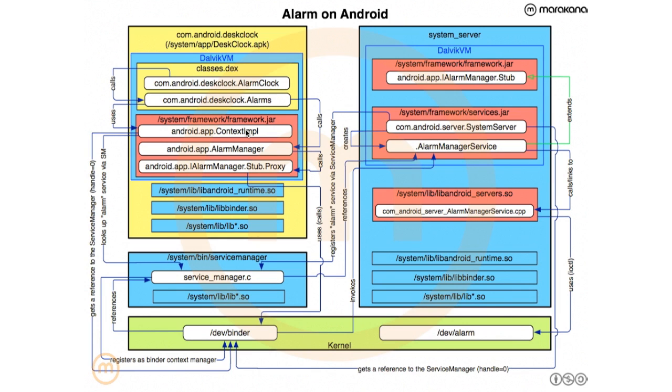Now, what the context implementation does in the case of a lot of services is go and look up these remote objects, in this case the alarm manager service, and store a reference to that object in its own internal cache. So by the time you say, give me the alarm manager service, this might have already been looked up. So you're not actually causing that to happen.